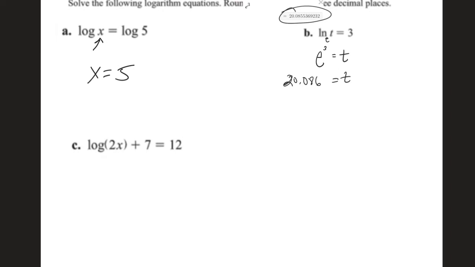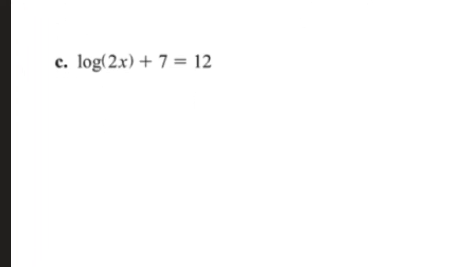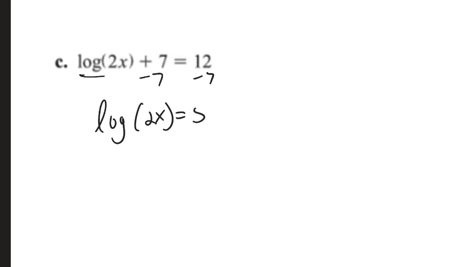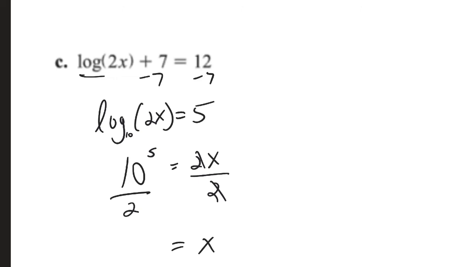Okay. Then let's look at C. Again, you want to solve for x. I have to isolate my log, so I'm going to subtract 7 from both sides. Log of 2x equals 5. And then I'm going to change this to exponential form. So my base becomes big. My 5 and my 2x switch spots. Remember that I want to divide both sides by 2 if I have x here. 10 to the 5th power is 100,000. And 100,000 divided by 2 is 50,000.